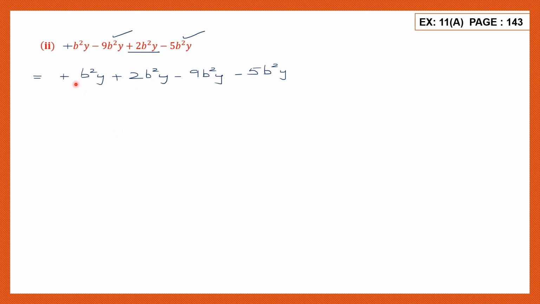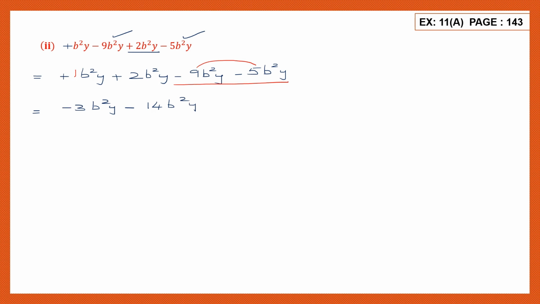Now here there's nothing here. It's understood it is 1. So let's simply put 1 there to make our work easier, to understand it better. So now add up the numerical coefficients. That means only the numbers. So 1 plus 2 is 3. So that is 3b square y. Now let's go on to the minus signs here. So when signs are the same, we put the same sign. Okay, so put the minus sign and we add the numerical coefficients, that is the numbers. 9 plus 5 is 14. So that is 14b square y.